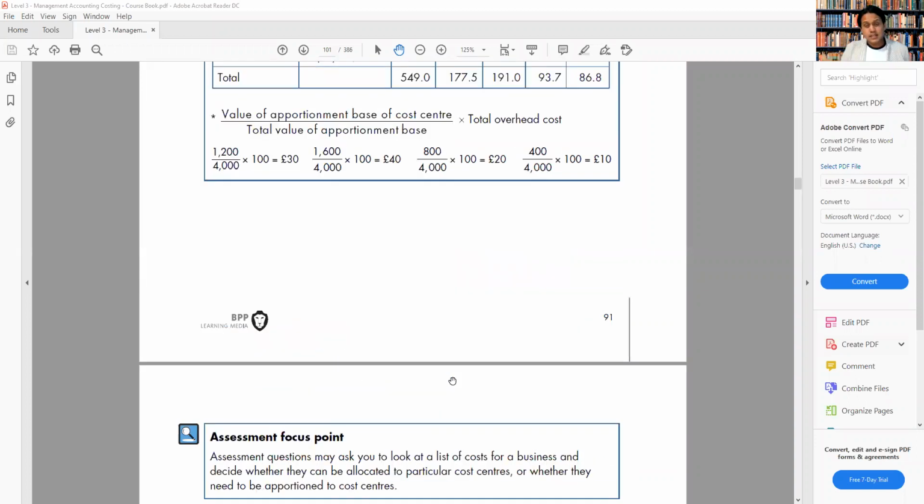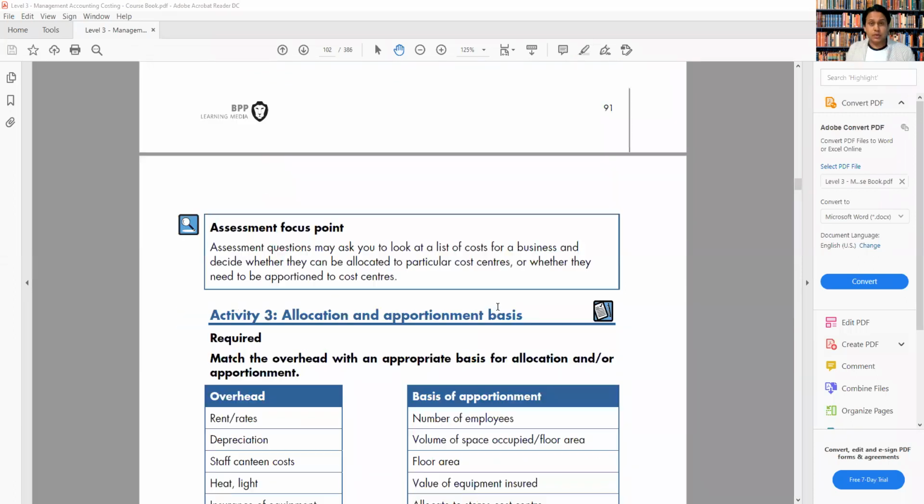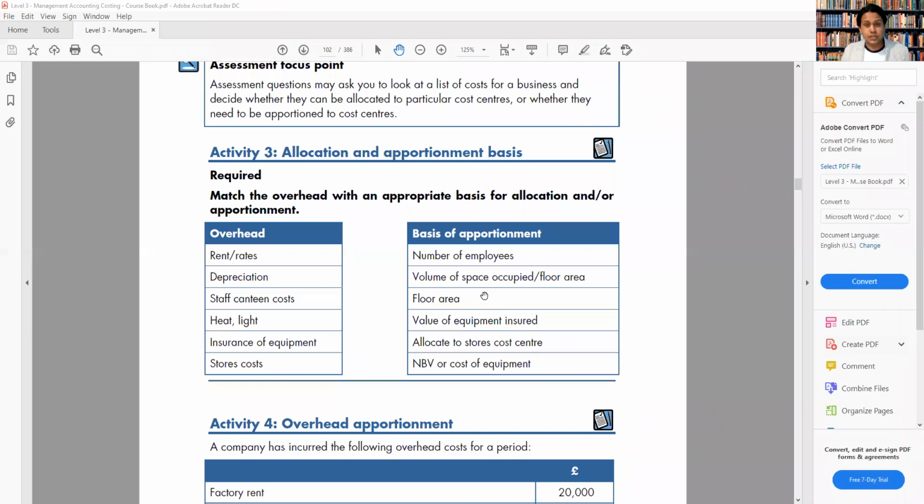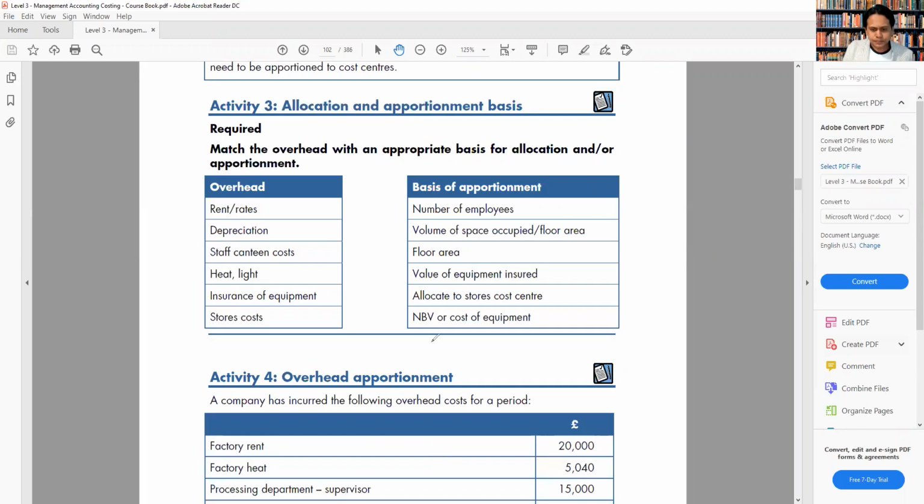So more inside we'll go, we'll see the bigger question. They're just making us ready slowly, so that when we do the big question, we are ready for that. Activity 3. Now we are doing allocation and apportionment at the same time. Let's read the requirement. What is the requirement? The requirement here is match the overhead with an appropriate basis for allocation or apportionment.